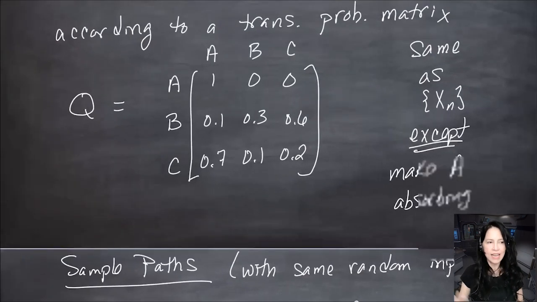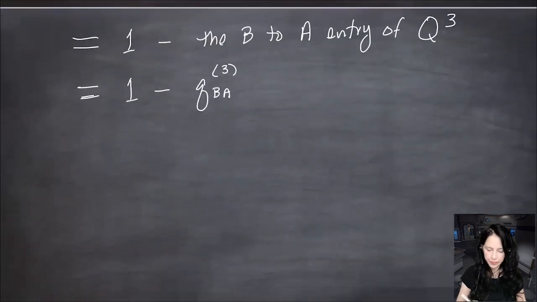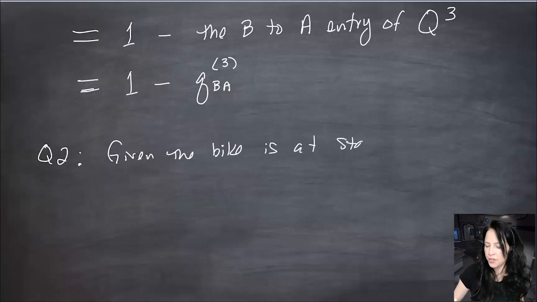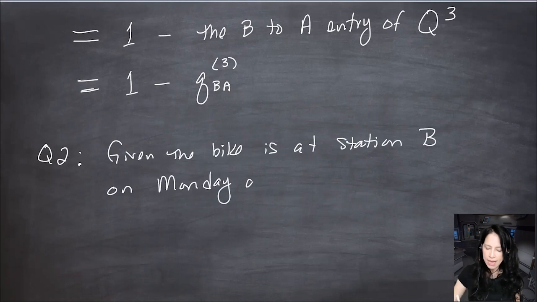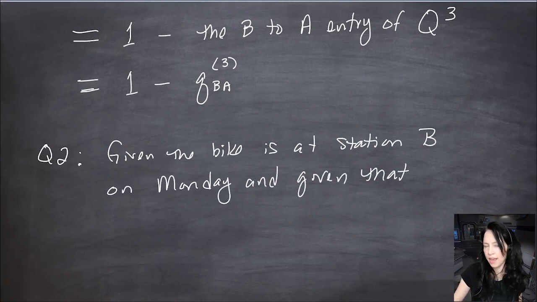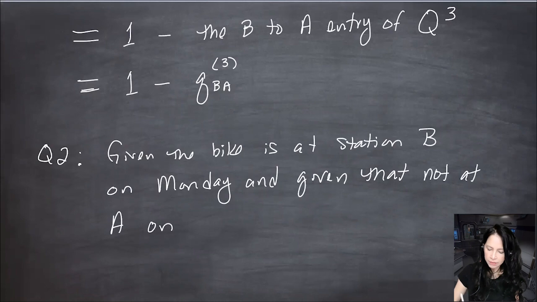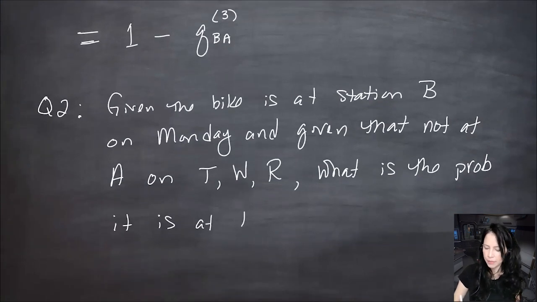So let's continue with the bike chain, and I have a second question for you. I'm going to call it Q2. Given the bike is at station B on Monday, and given that it was not at A on, say, Tuesday, Wednesday, or Thursday, I want the probability that it is at B on Friday. So also given that it was not at A on Tuesday, Wednesday, or Thursday, what is the probability it is at B on Friday?